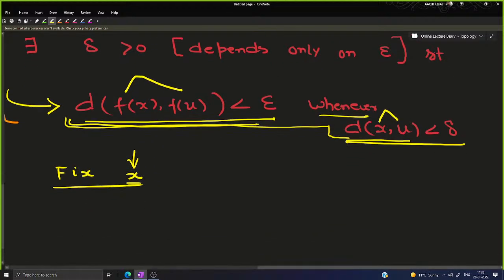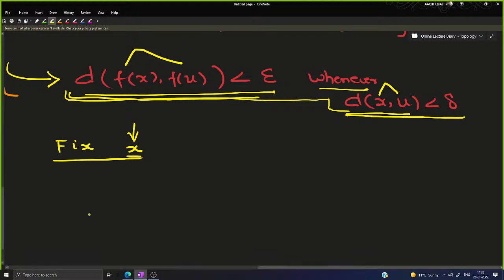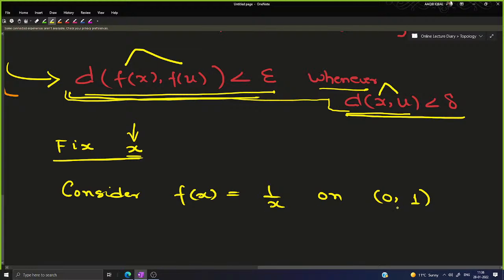इसके लिए मैं आपको पहले एक सिंपल सा example दूंगा. Consider this function f of x equal to 1 over x on the set (0,1). अगर आप देखेंगे, (0,1) में this is a perfectly valid function. It makes sense in (0,1). इसकी बस एक ही possible problem है, that is at x equal to 0. But 0 is not in our domain, so this function makes sense in (0,1). Not only does it make sense, it's continuous on (0,1).